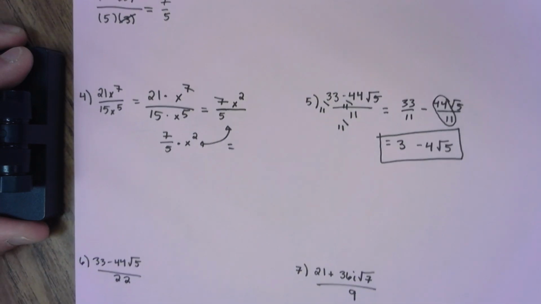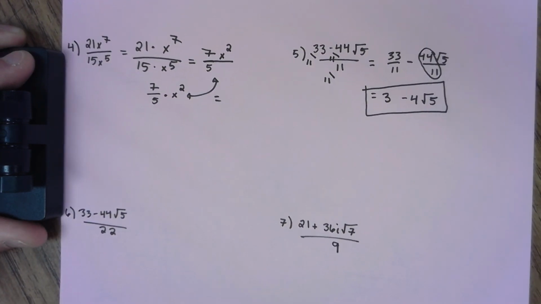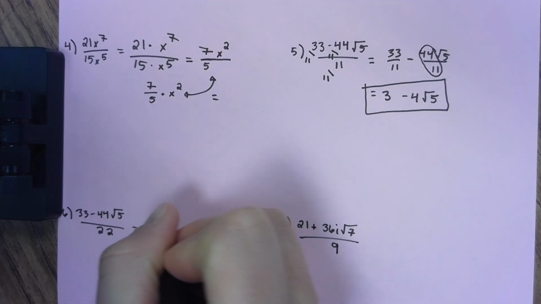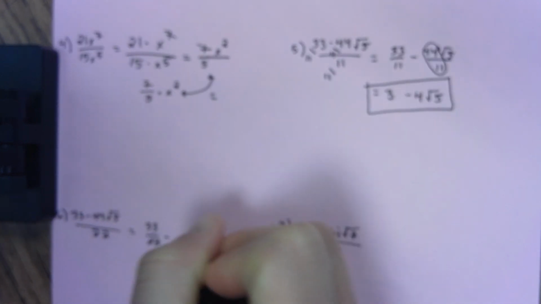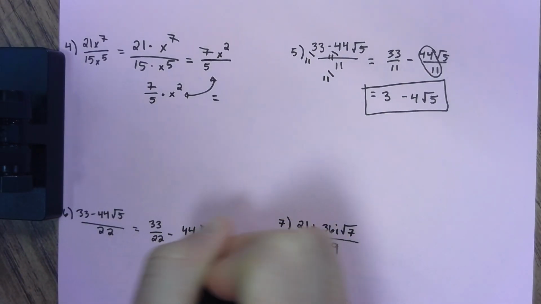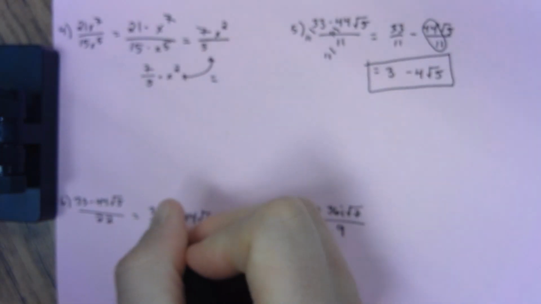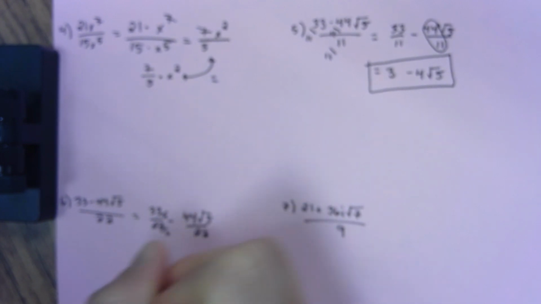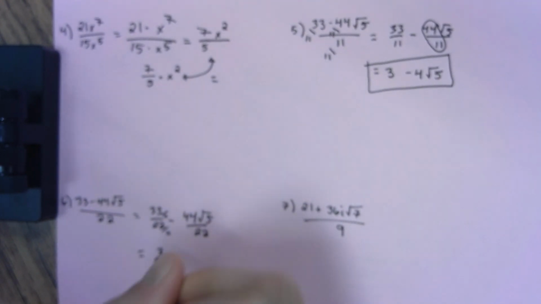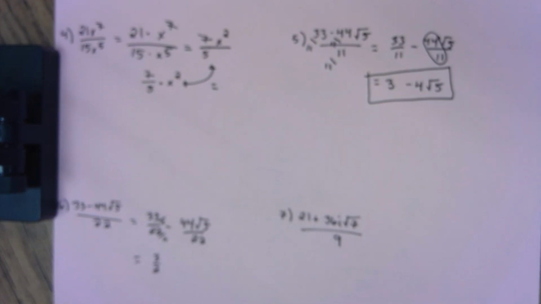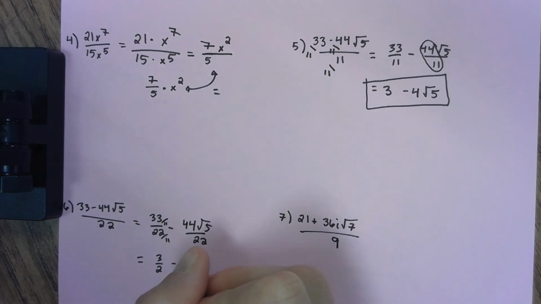Now that changes a little bit with number 6. Because if we treat it how I suggest, where we do the division separately, I get 33 divided by 22 minus 44 root 5 divided by 22. And so 33 divided by 22 gets reduced down by dividing both by 11, and that becomes 3/2. But then 44 divided by 22, that's a whole number, right? That ends up being 2. So that makes that minus 2 root 5.